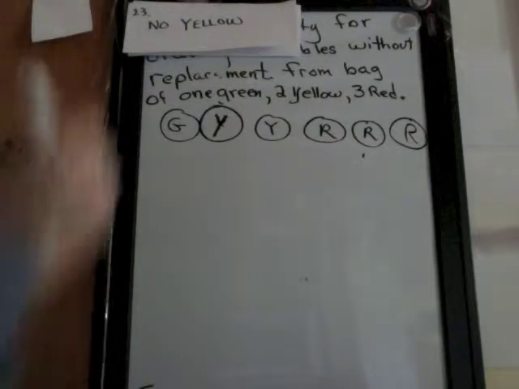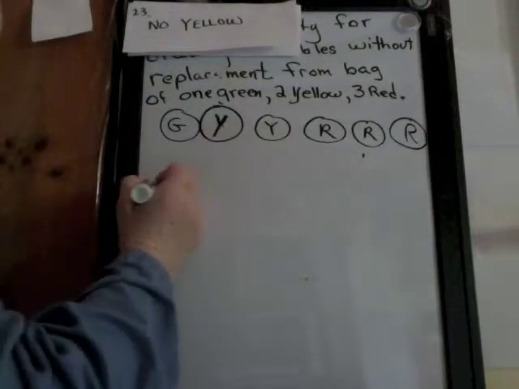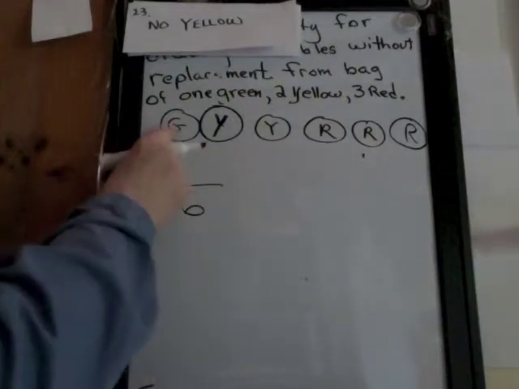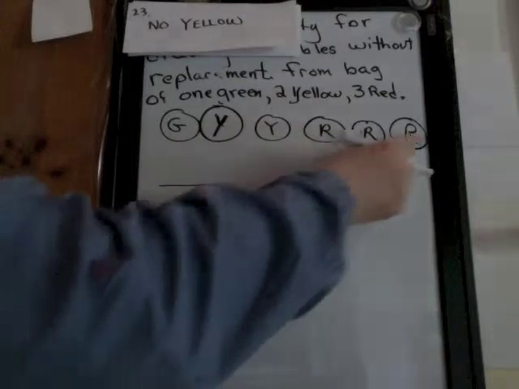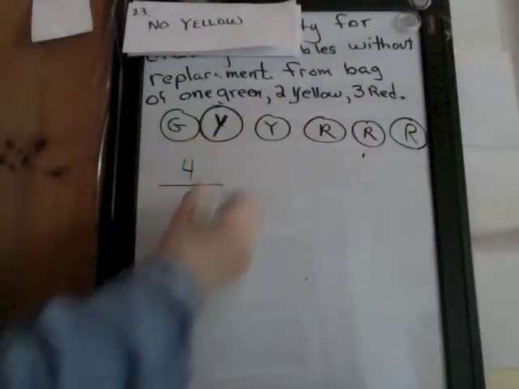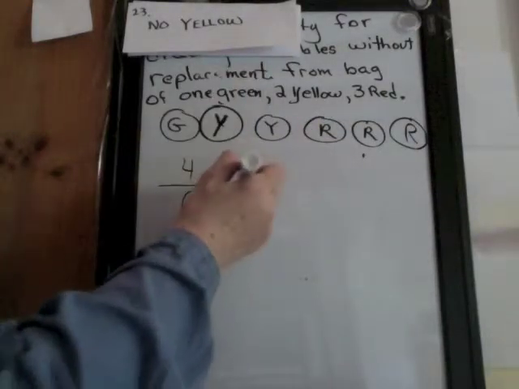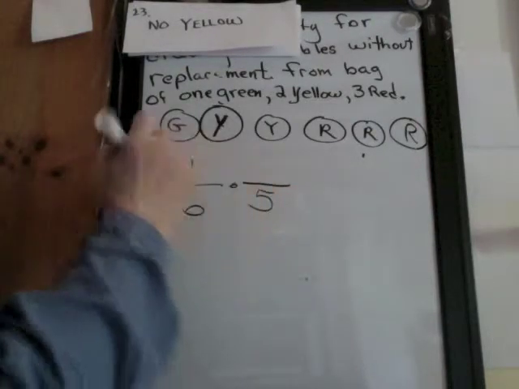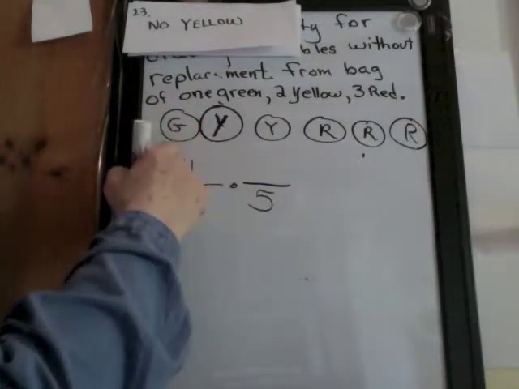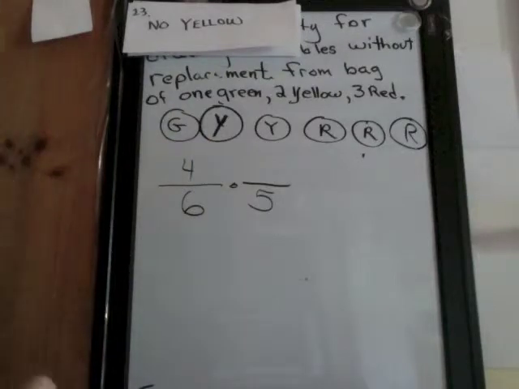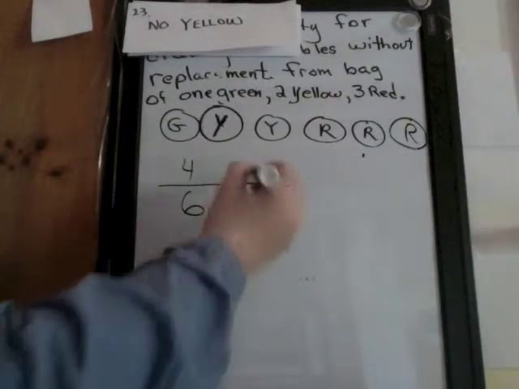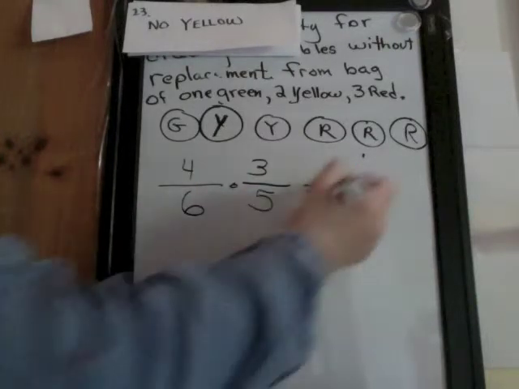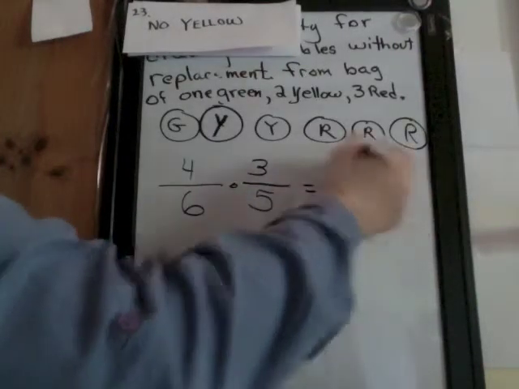All right, well, if I don't want yellow, the 6 marbles in the bag, how many can I pick that are not yellow? 1, 2, 3, 4. So 4. Now, I pick one of those not yellow ones. How many marbles are left in the bag? 5, right? I pick one of the not yellow, so how many not yellows are left? And hopefully you said 3. And then again, reducing that fraction, you get 2/5.